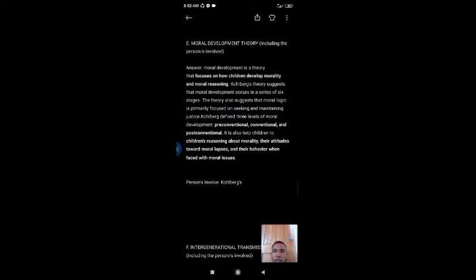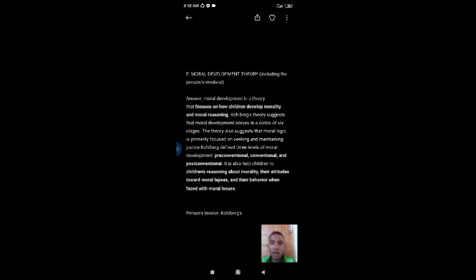Moral development is a theory that focuses on how children develop morality and moral reasoning. Kohlberg's theory suggests that moral development occurs in a series of 6 stages. This theory also suggests that moral logic informally focuses on seeking and maintaining justice. Kohlberg defined 3 levels of moral development: pre-conventional, conventional, and post-conventional. It also helps explain children's reasoning about morality, their attitude toward moral lapses, and their behavior when faced with moral issues.